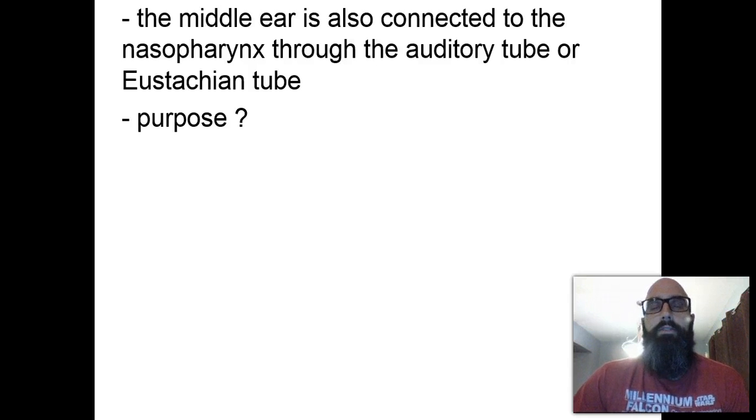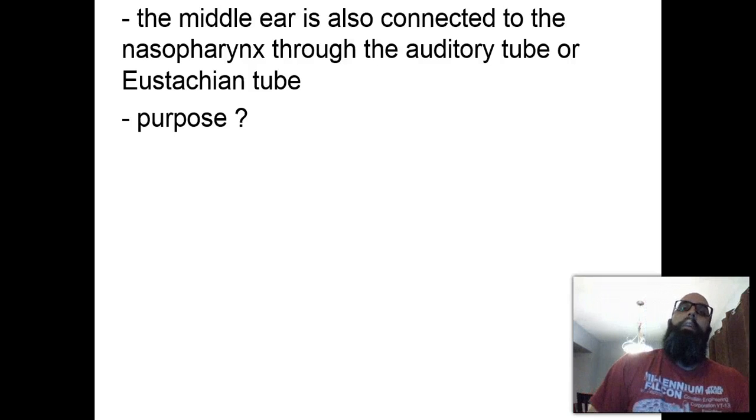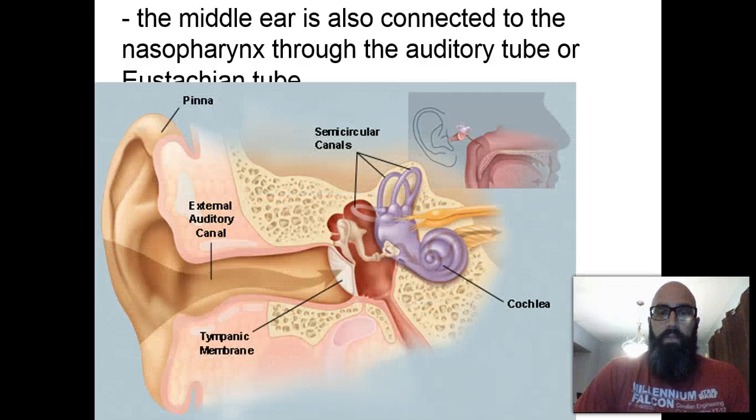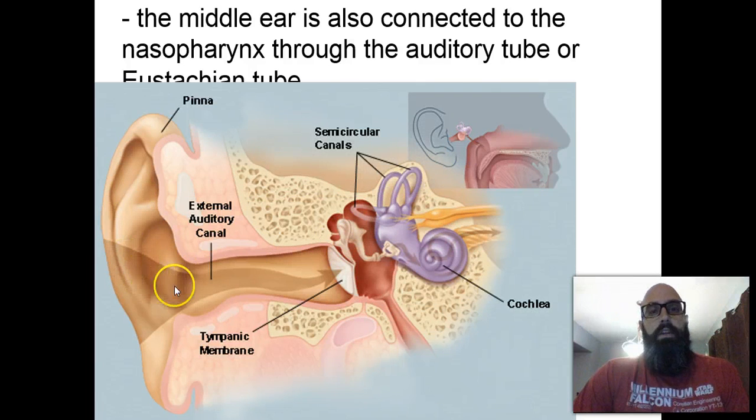So your ears, your nose, and essentially your throat or mouth are all connected to each other. Now, what is the purpose of having an internal auditory tube or eustachian tube that connects to your nasopharynx? Well, if you think about it this way, you have air that is outside here in the external auditory canal. Believe it or not, you also have air inside of here.